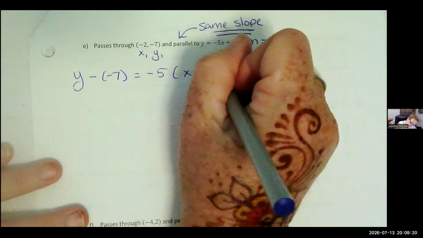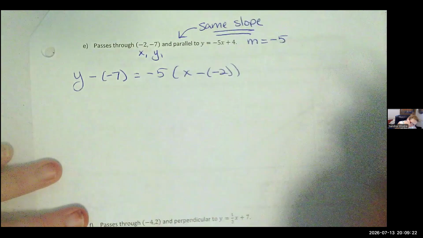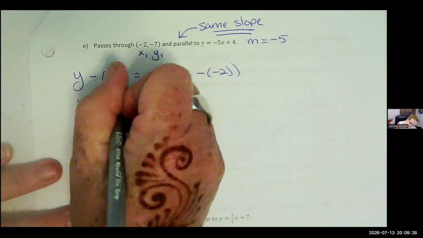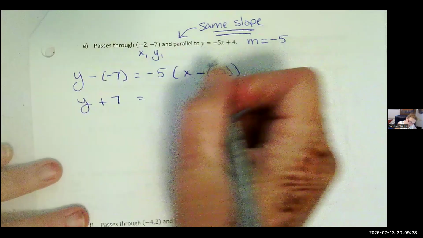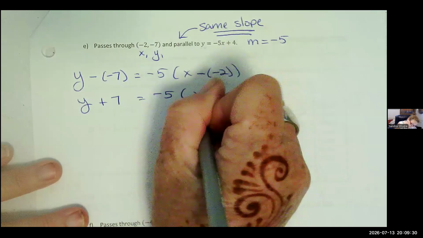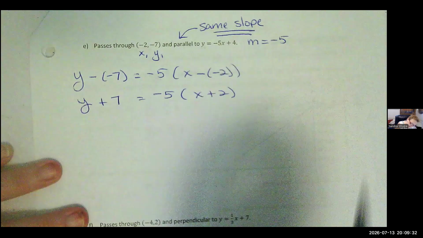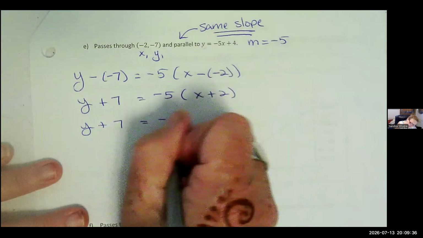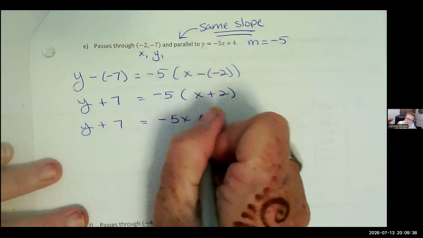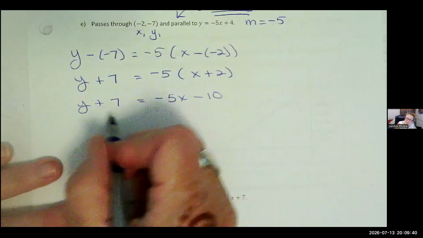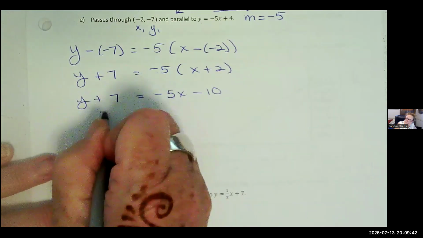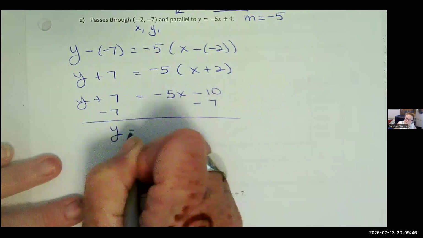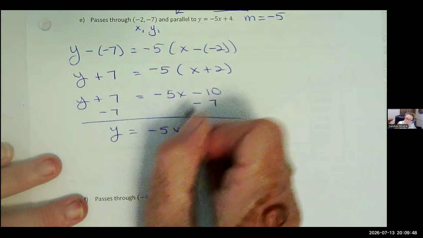Let's simplify. Negative and negative is positive. Let's simplify before I distribute. x plus 2. Now we can distribute. -5 times x is -5x. -5 times 2 is -10. Lastly, we need to solve for y by itself. Subtract 7 from both sides. -5x, when the signs are the same, you add them and keep the sign.